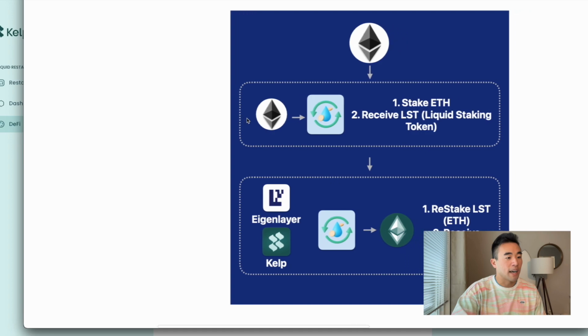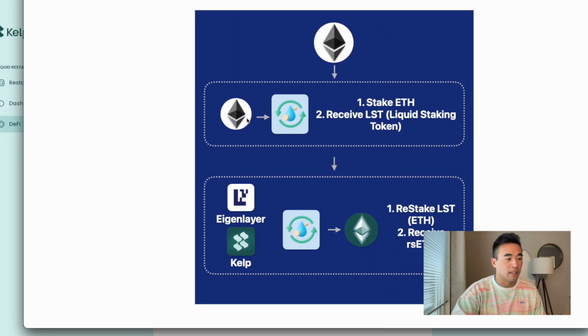So to summarize how Kelp is doing this, you are staking your ETH in any of the supported providers that they mentioned, and you're receiving a liquid staking token. With that liquid staking token, you can then use Kelp to restake that liquid staking token, and you're receiving rsETH. And with rsETH, you can then take that to provide liquidity on the AMMs that we've shown earlier.